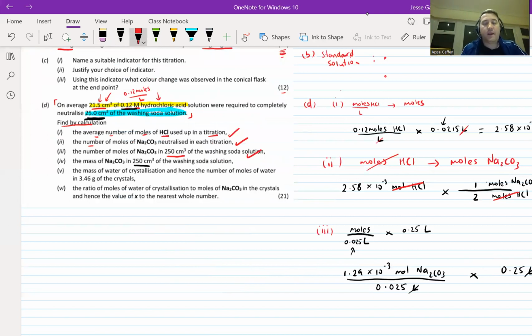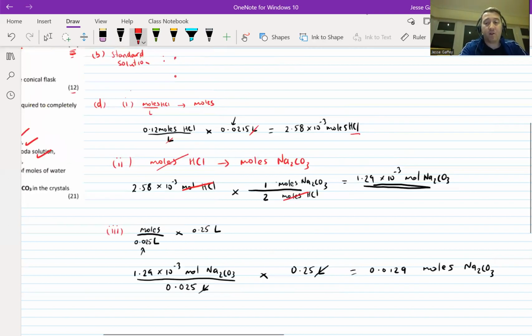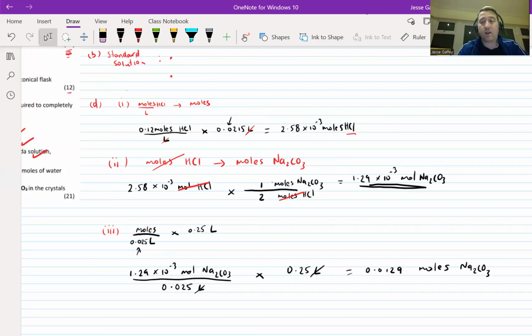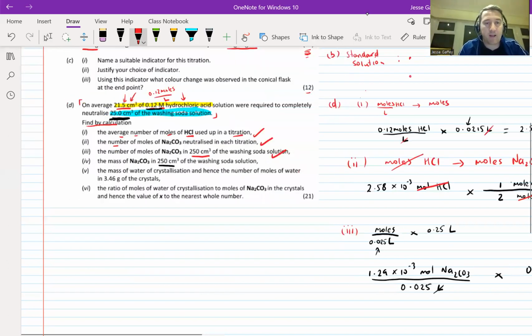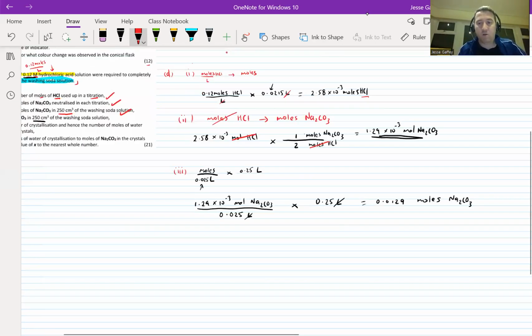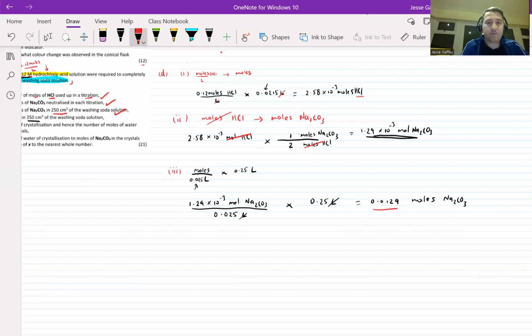All right. And again, if you didn't get that far, you can still write this number down and try and do the next bit. Okay, so somewhere maybe you got lost here, and now hopefully that's helped you find it. You can still try the next bit. All right. Now it says find the mass of Na2CO3 in 250 cm cubed. So this is the moles, and now we've got to find the mass.